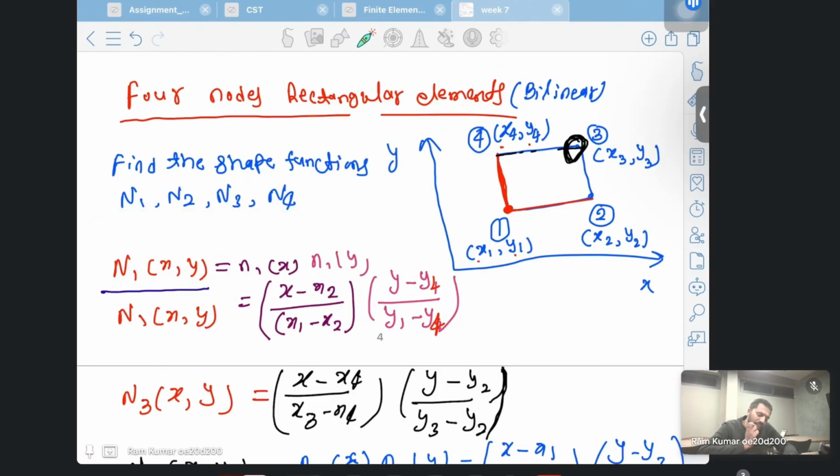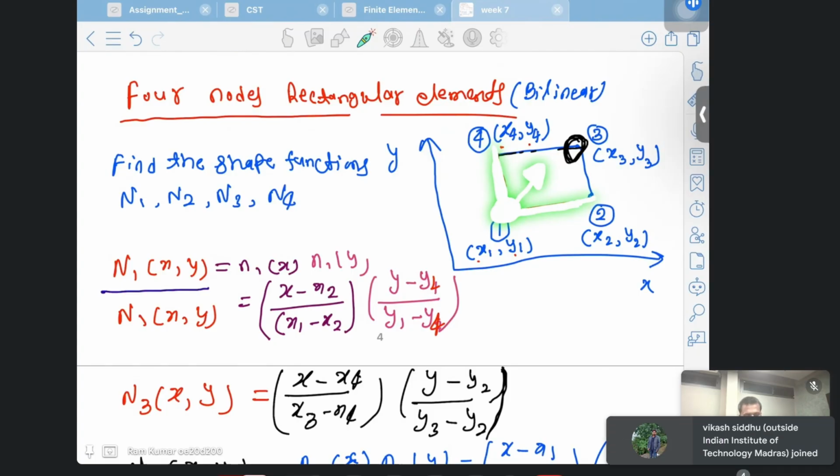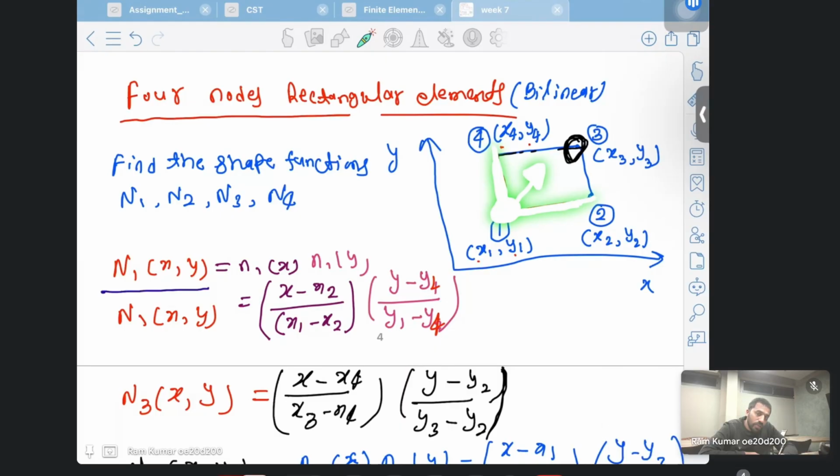Okay, how can we find the shape functions N1, N2, N3? See, at node 1, we see this is connected with node 2. Also, it is connected with node 4. So this node 1 will have an X effect, also a Y effect, because it will have both effects. It will move in the resultant of these directions. So how can we find the shape function for this bilinear element?